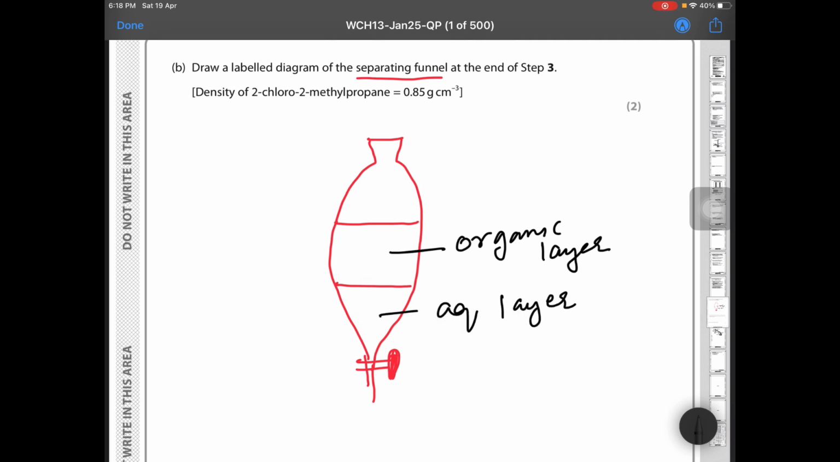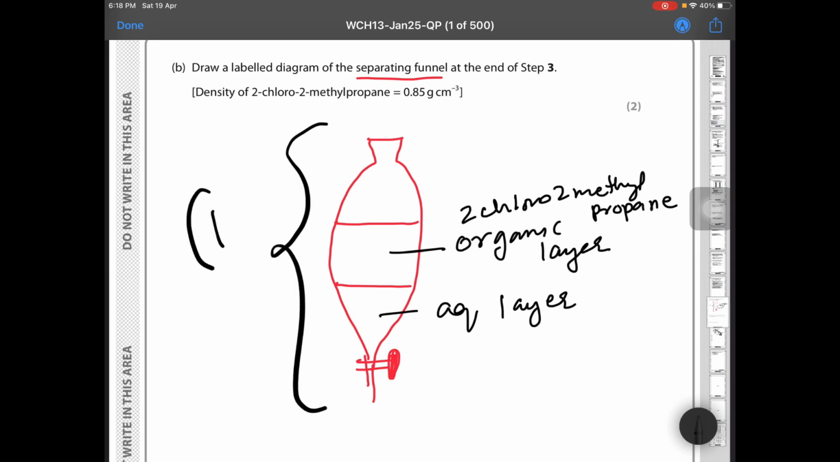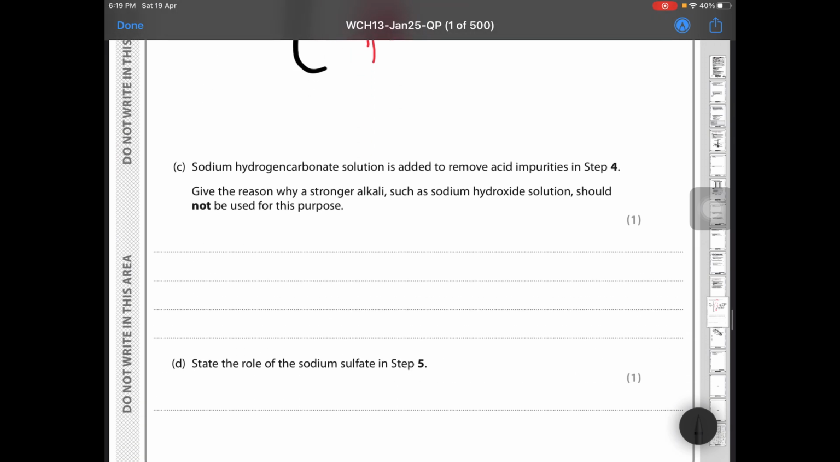If you want to be specific, you can say this layer is of 2-chloro-2-methylpropane. So you will get 1 mark for your diagram. This full thing carries 1 mark, and 1 mark for your labeled layers in correct order. Remember, the aqueous layer will always be at the bottom. Okay, next.